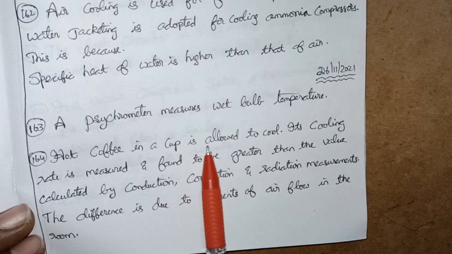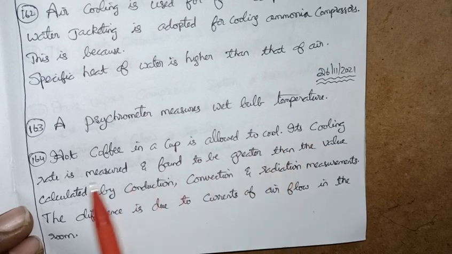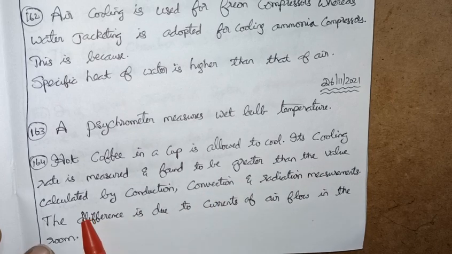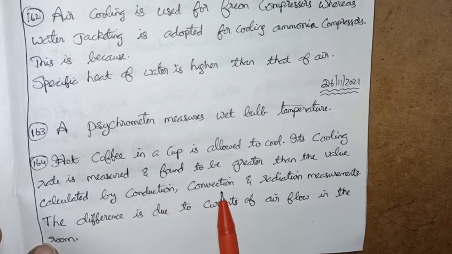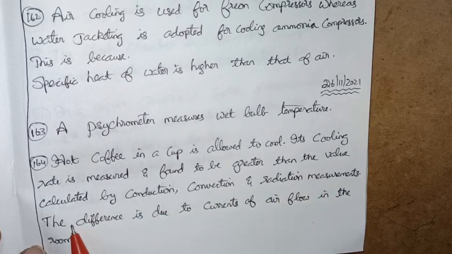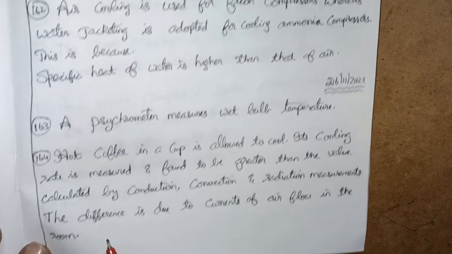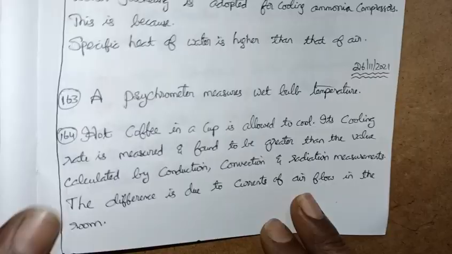Hot coffee in a cup is allowed to cool. Its cooling rate is measured and found to be greater than the value calculated by conduction, convection, and radiation measurements. The difference is due to currents of air flow in the room. Okay, so like that, we have to prepare for our examination. Next.